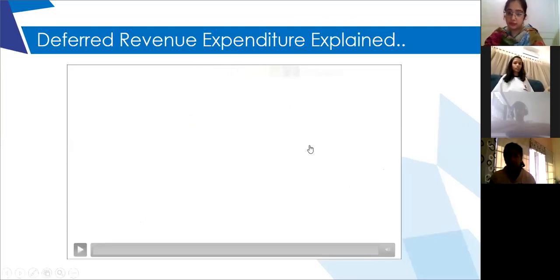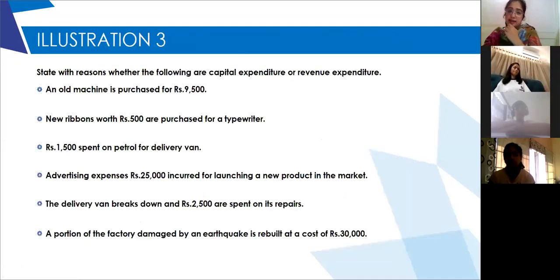Understood? Clear? Yes, ma'am. Okay. Can we start now? Now the category, this one has capital or revenue. It may even have deferred revenue. So you have to now see carefully out of which three categories it is going to come. Okay, let's start. We'll start with Divyata.